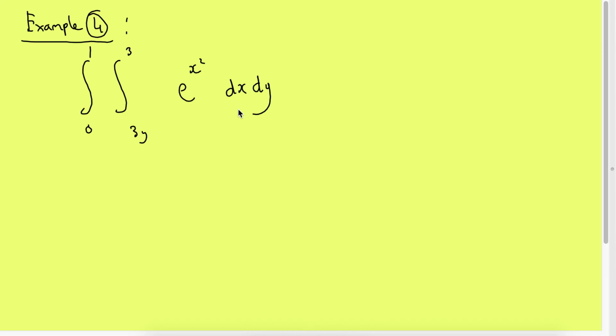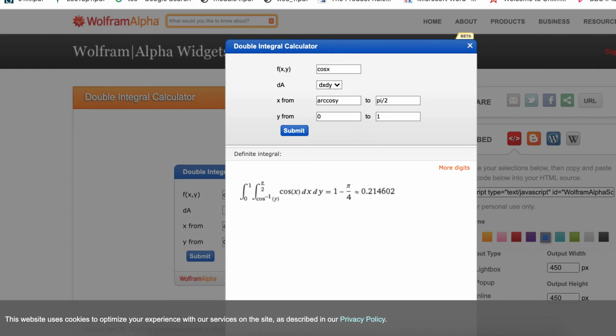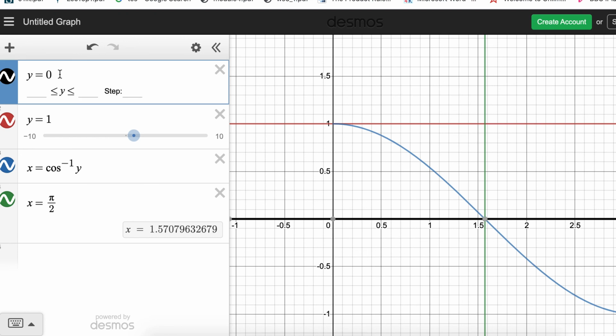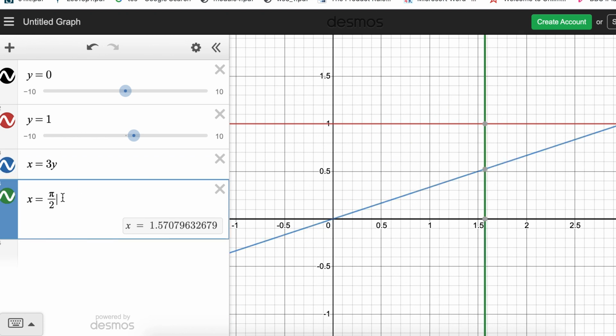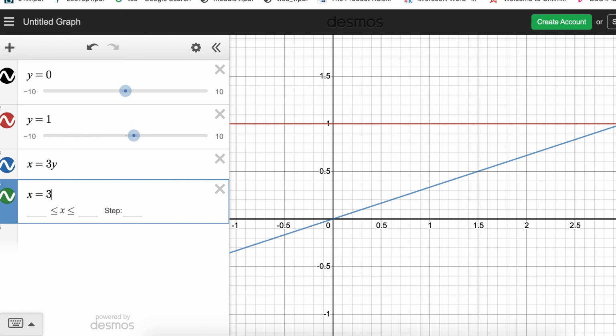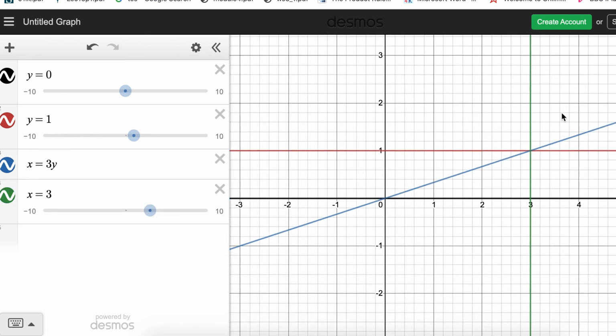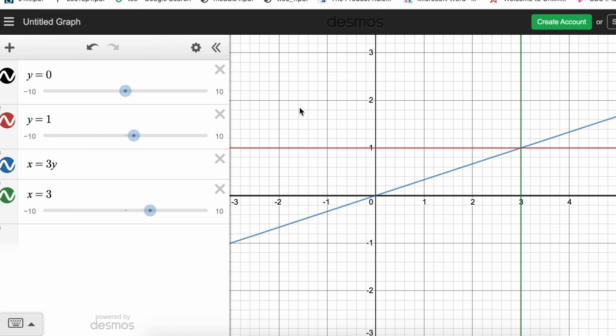Right, so first thing, we're going to put in our limits. That's x equals 3y, that's x equals 3. That's y equals 0, and that's y equals 1. Let's see what our region looks like. So y is 0 and 1, and x is 3y and 3. I have to zoom out a little bit here. So this is my region of integration that I'm going to have here, right?